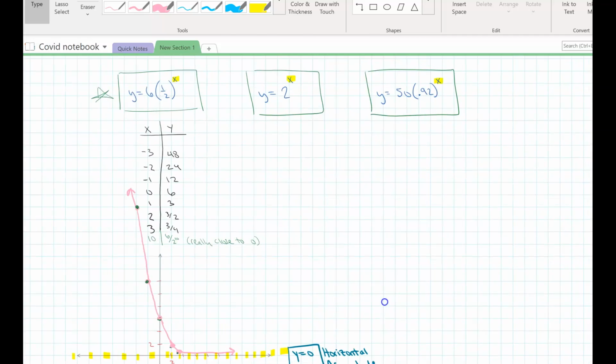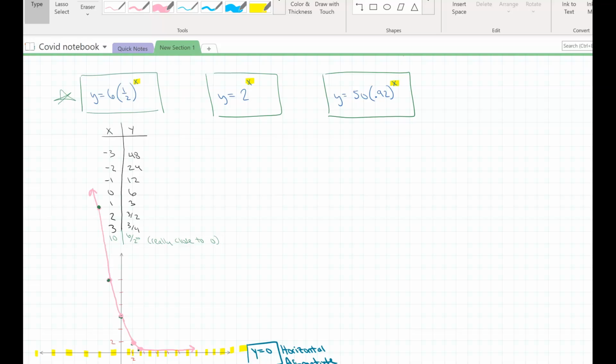I want to bring your attention, I'm shrinking down deliberately here for a second. I want to bring your attention to this, the y-intercept, okay? The y-intercept, as with all functions, occurs at x equals 0.